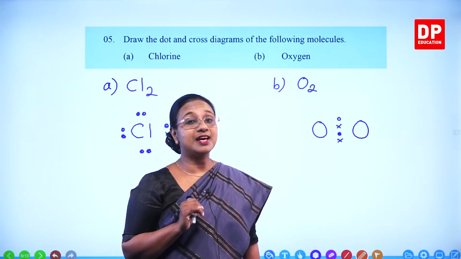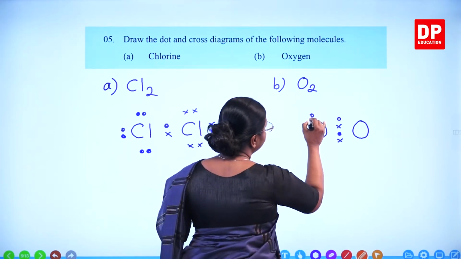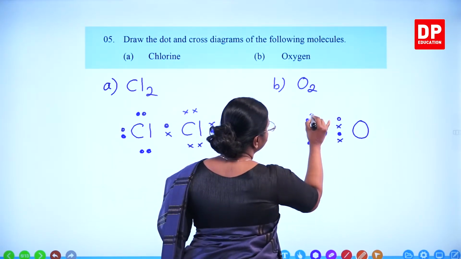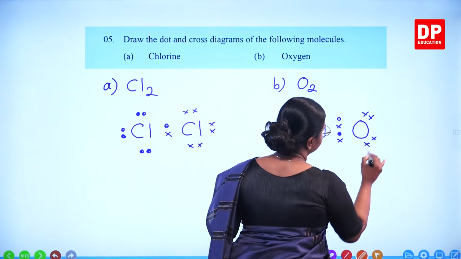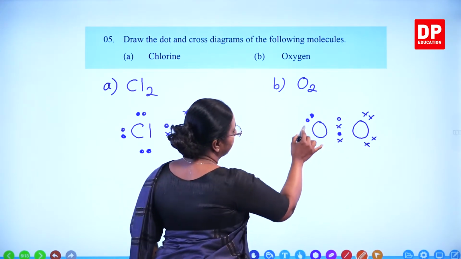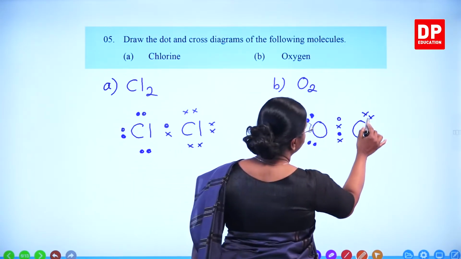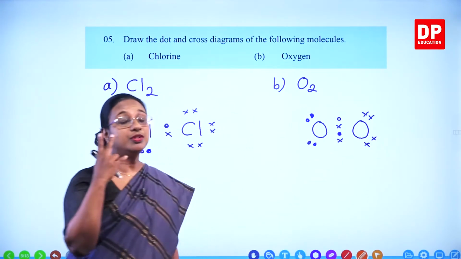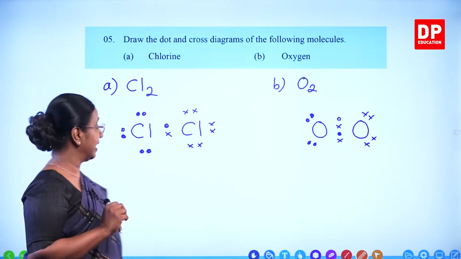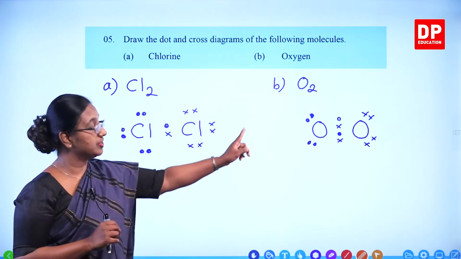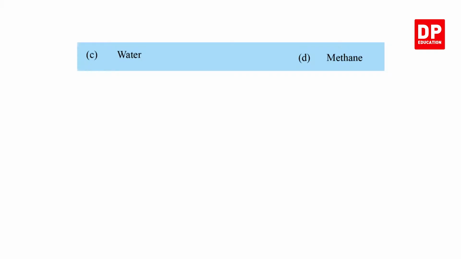Then how many electrons are there as non-bonded lone pairs? There are 2 pairs. So 2 pairs of non-bonded lone pair electrons. And on this oxygen also there are 2 pairs. Now if you count the total number 2, 4, 6, 8. So octet has been achieved. And on this side also 2, 4, 6, 8. So there is a double bond between the 2 oxygen atoms. You all can understand that. Chlorine, chlorine single bond, oxygen, oxygen double bond. So with that we will move on to the next one, water.